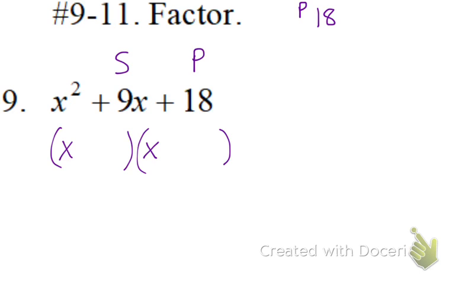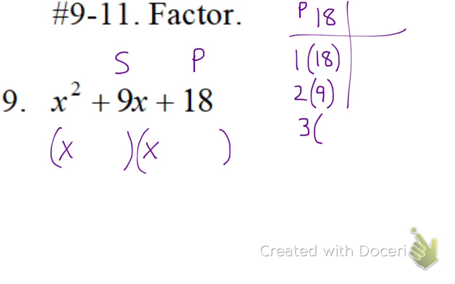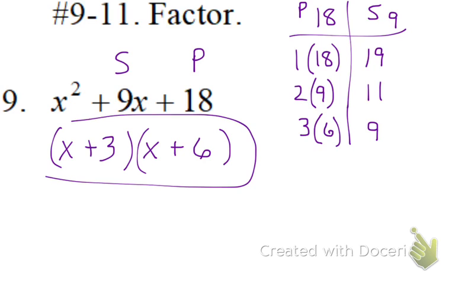Product of 18, we would have 1 and 18, 2 and 9, 3 and 6. Now we're trying to get to a sum. Our goal is to get a sum of 9. So that would be a sum of 19, 11, 9. So 3 and 6 are the numbers that work. You can check it by distributing twice and combining like terms.